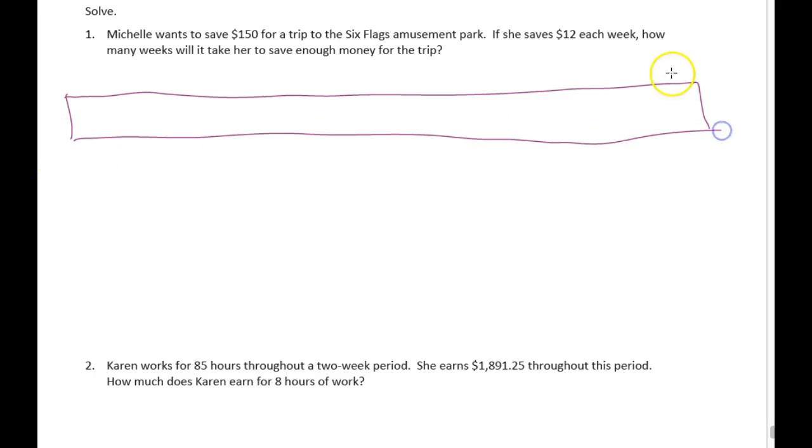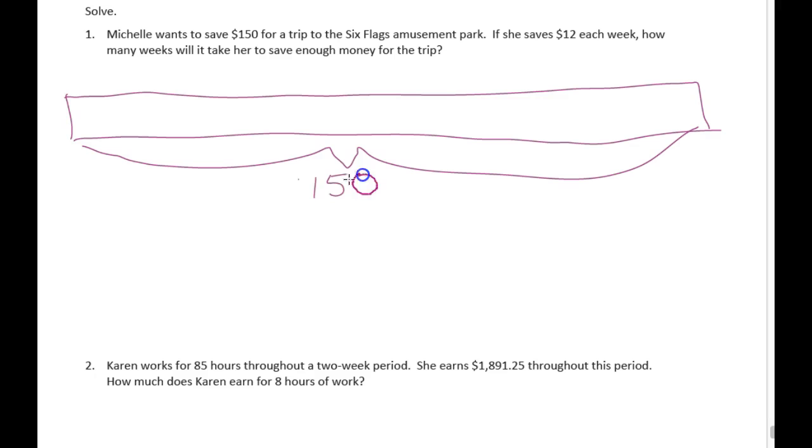And so one way to look at that is with one of these tape diagrams. And so you know that all total, the whole thing all together is going to be worth 150 total. And she's going to go week by week. So here's the first week. That's 12. Here's the second week. That's 12 more. Here's the third week. That's 12 more. And so we could just keep going.